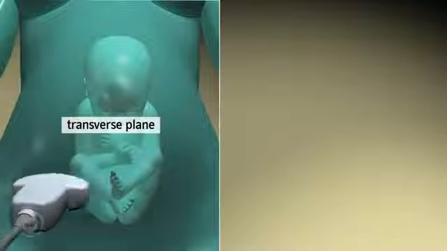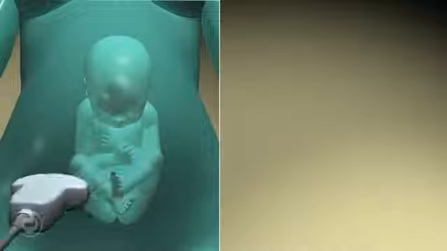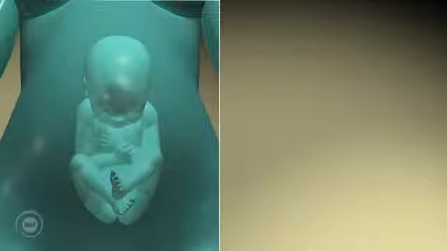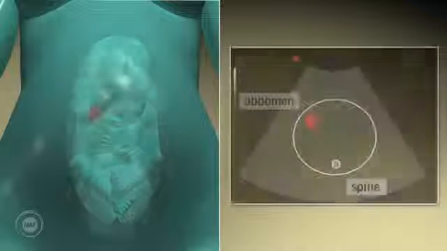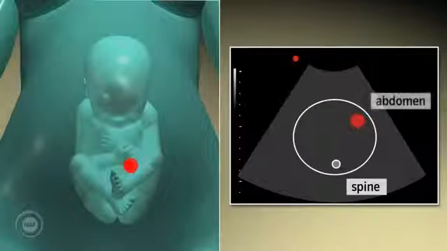A good way to distinguish a breech presentation from a cephalic presentation is by scanning the fetus's abdomen in the transverse plane. With the back posterior, a cephalic presentation will always show the fetal stomach to the left of the screen, and with a breech presentation, the fetal stomach will always be on the right of the screen.